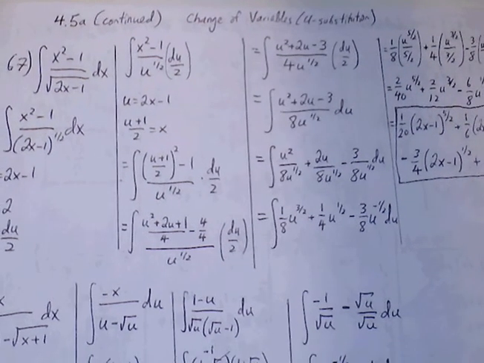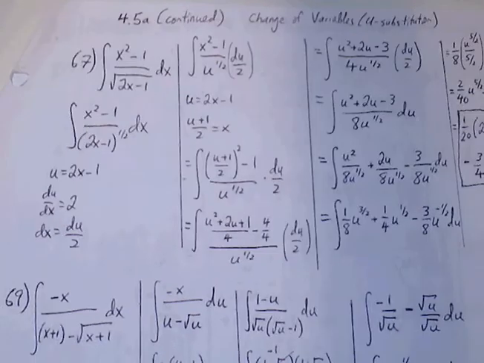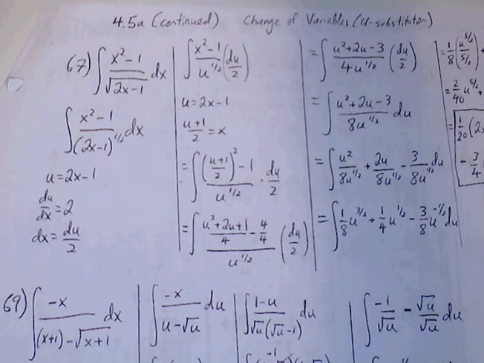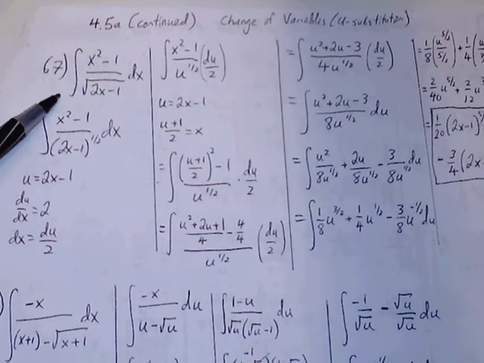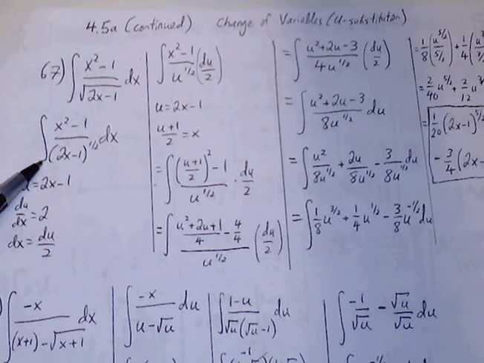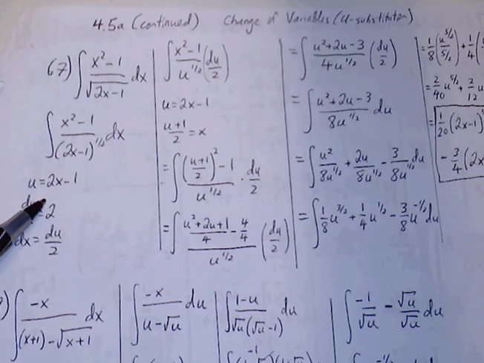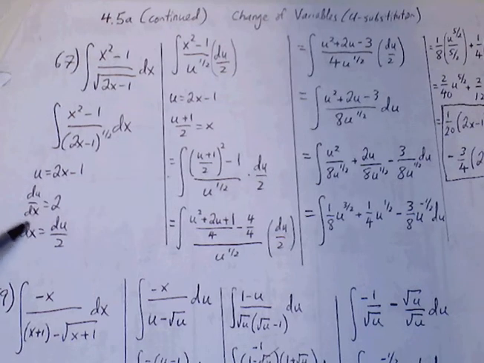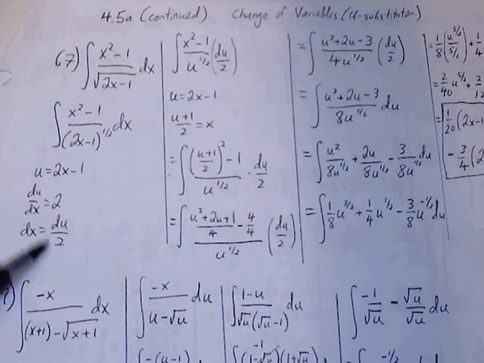Alright, these last two problems from 4.5a, 67 and 69, are a bit more challenging problems dealing with change of variables using u-substitution. So we rewrite our problem using rational exponents, and we see that the 2x minus 1 is inside parentheses, so we let that be the u value. Going through our derivative, du over dx is equal to 2. Cross multiply and solve for dx: dx equals du over 2.